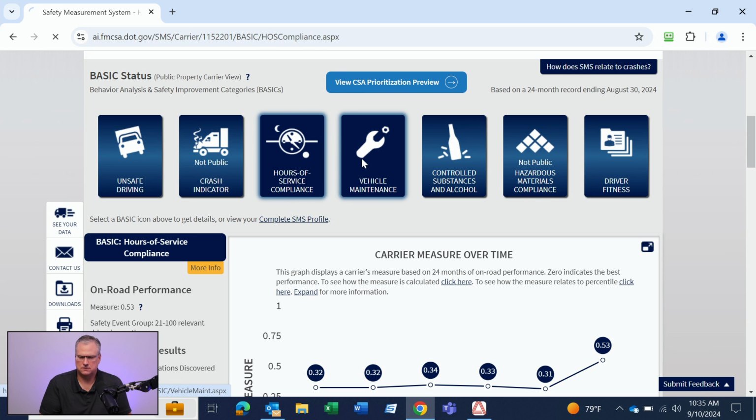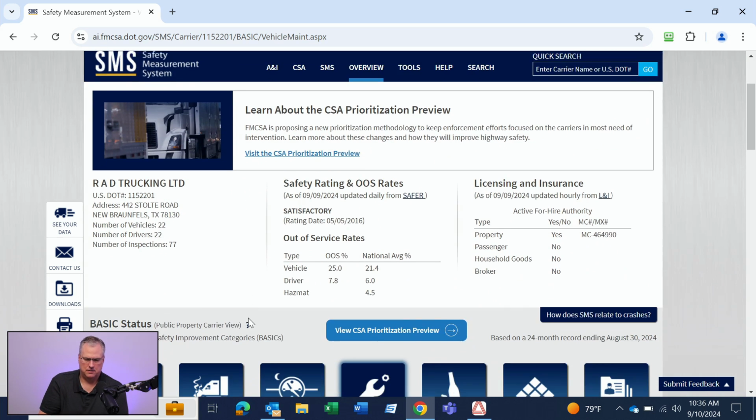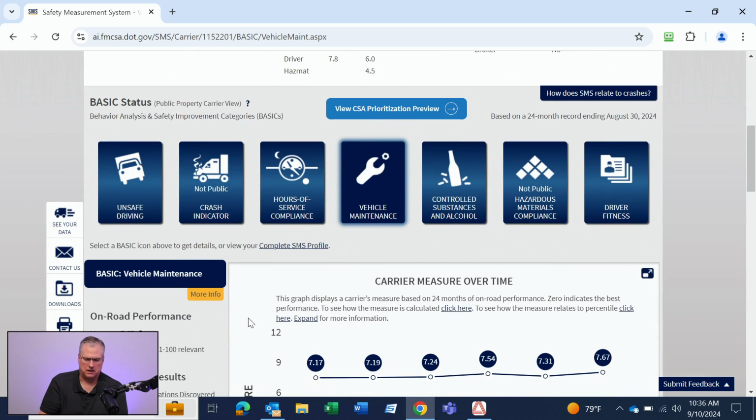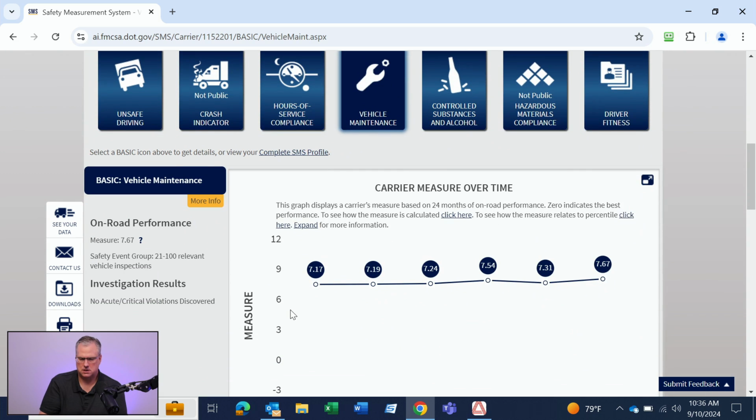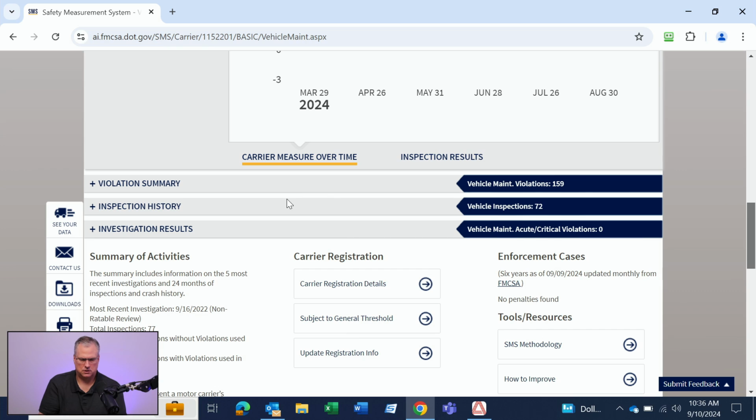And then next is vehicle maintenance, which is probably the one that gets the most violations, I should say. And so you can see here, this company had a score of 7.17, and then it trended over time. It stays pretty level. It goes up a little bit, from March to August. But if we look down here, we want to look at this breakdown of inspection history for the vehicles.